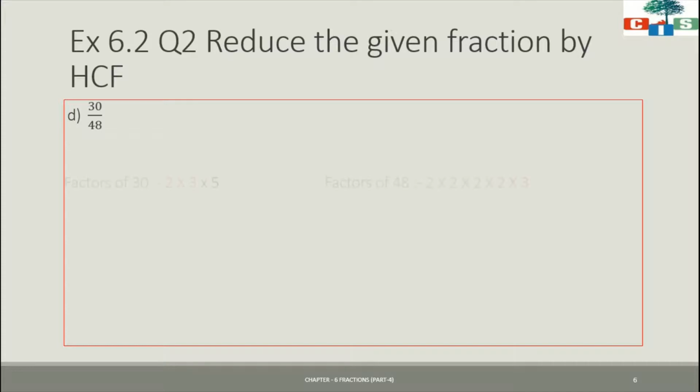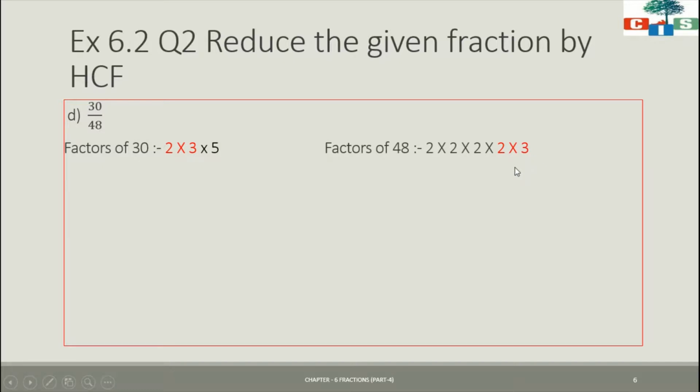Okay, so we'll start. Scholars, you can find factors by any method. So the factors of 30 we have as 2 multiplied by 3 multiplied by 5. When you multiply these numbers, you will get 30. See, 2 threes are 6 and 6 fives are 30. And factors of 48 we have as 2 multiplied by 2 multiplied by 2 multiplied by 2 multiplied by 3. Now we will find common factors.